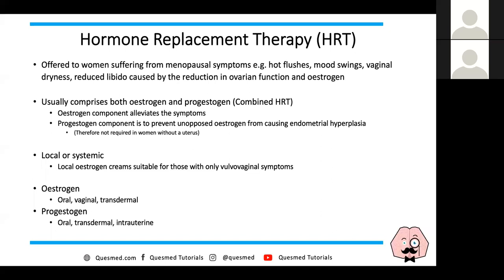So we're thinking that hormone coil, that Mirena coil, also functions as the progesterone component of HRT, with the added advantage that it also provides contraception. So if a woman's in the run-up to the menopause, she's thinking about trying hormone replacement therapy, a Mirena coil is a great option because that provides her contraception and it provides her with the progesterone that she needs.